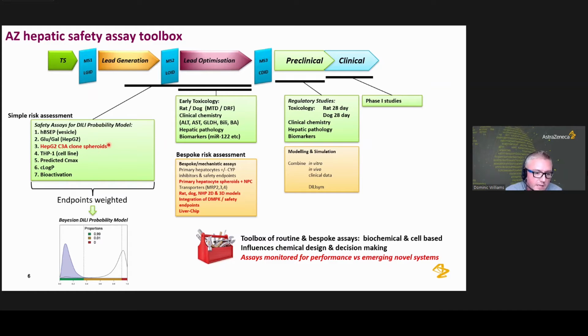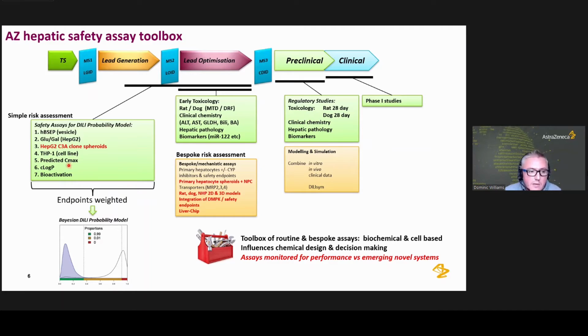In red, I've incorporated any novel model here. So here we have a very slow proliferating clone of HepG2s into a spheroid model, which is a 4-day assay. The THP1 cell line is very good for generic cytotoxicity, but then we combine these assays with predicted Cmax, C-log-P, and a binary understanding of bioactivation. So, for example, can a drug undergo bioactivation, yes or no? If it's a yes, it adds on a certain level of risk in the Bayesian model, and I'll talk about that in a little while.